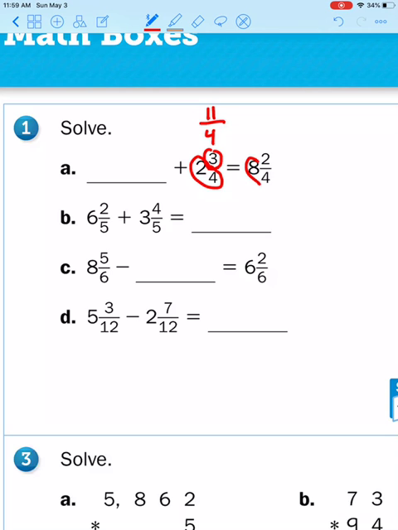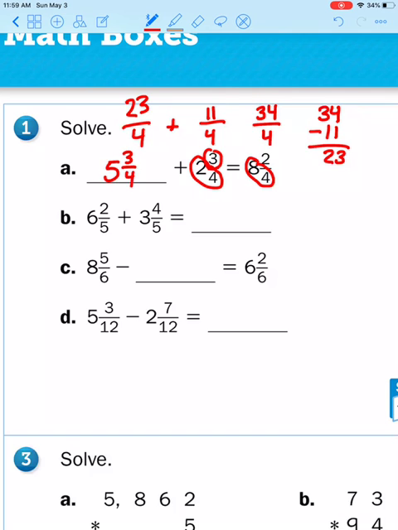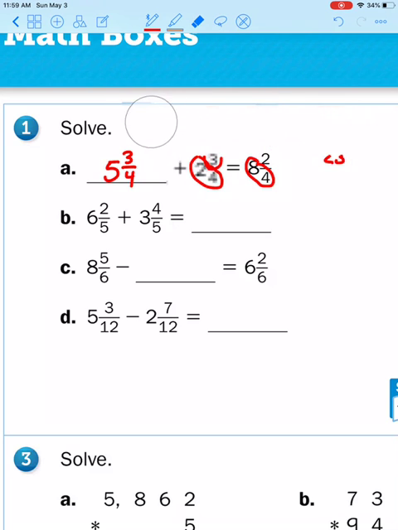Same thing for 8. 8 times 4, which is 32, plus 2 is 34 fourths. So now all you have to figure out is what plus 11 would give you 34. And you can do this by doing 34 minus 11, and you get 23. So now it's 23 fourths. And if I converted that to a whole number, it would be 5 3/4. So that's the easiest way for me to figure it out.